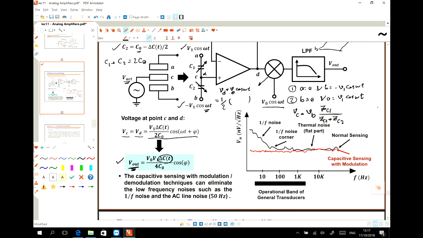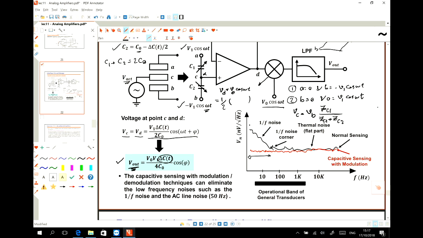1 over F. If you look at the spectrum, so this is the spectrum of the capacitive sensing. So capacitive sensing without modulation, I mean with the normal sensing, if we are looking at the noise, the noise is like this. I mean, we have a 1 over F noise in this region, which is very high, and then this is the 1 over F noise corner here, if you remember from lecture 2, and then this is the thermal flat noise of the circuit.